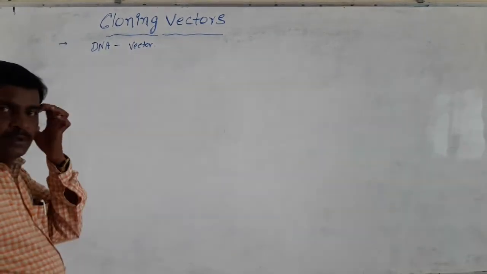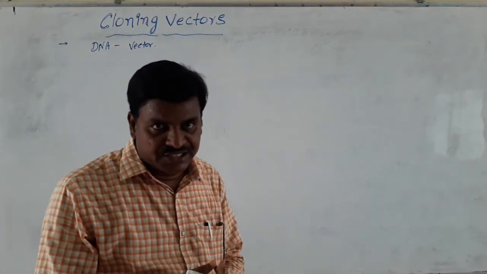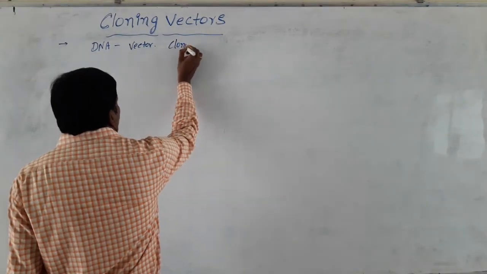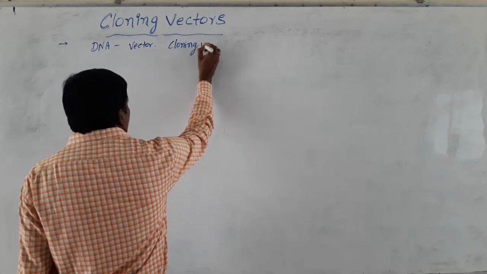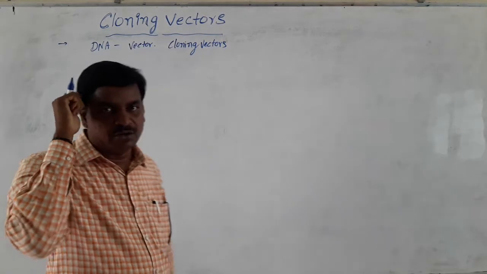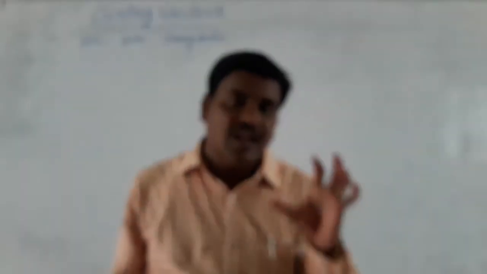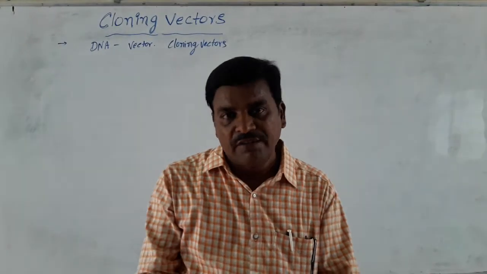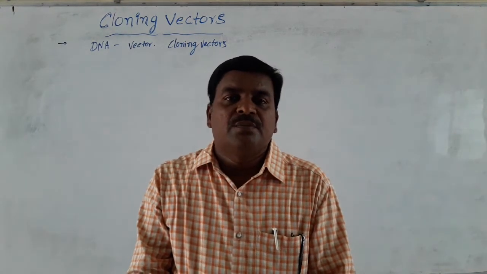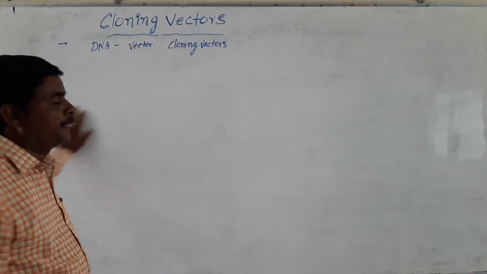Okay. Similarly, the vectors which are used for multiplication of gene of interest are called cloning vectors. So the definitions are: the DNA which is used for transferring gene of interest into the host is called vector. The vectors which are used for multiplication of gene of interest are called cloning vectors.